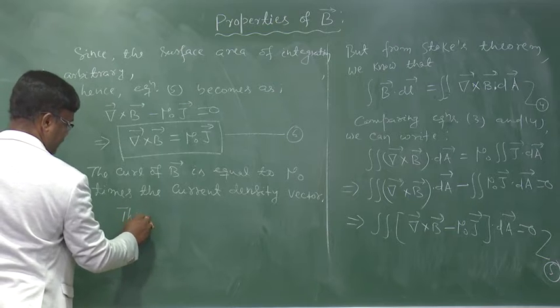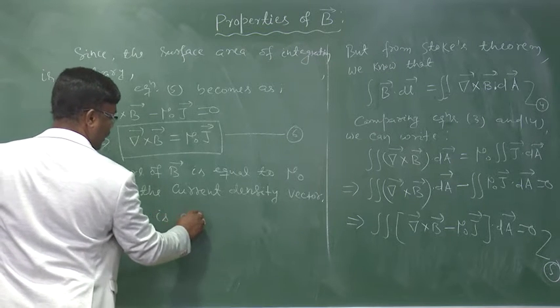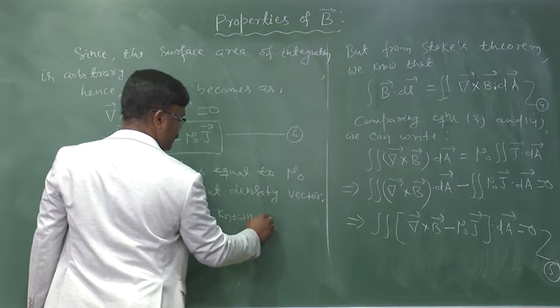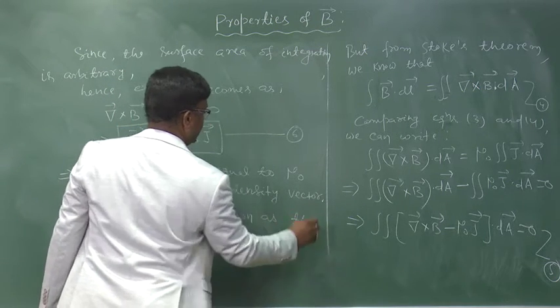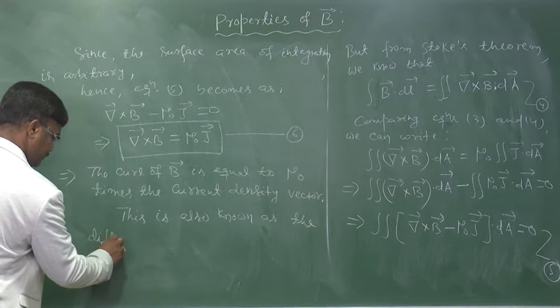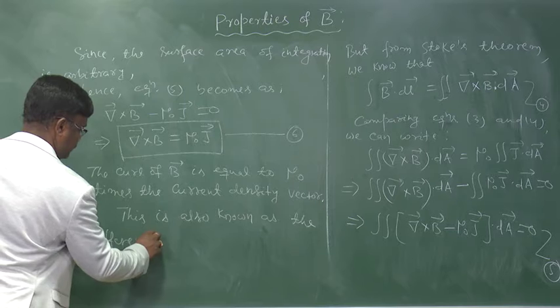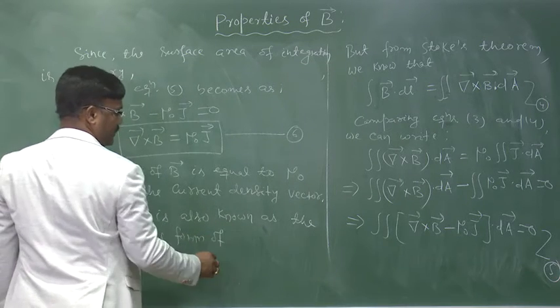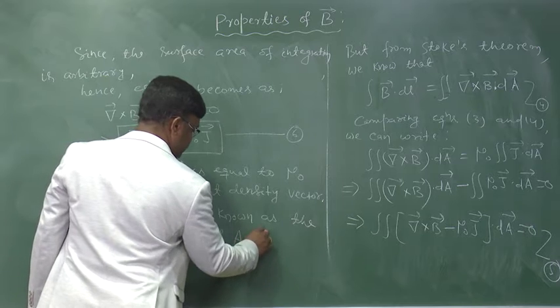This is also known as the differential form of Ampere's circuital law.